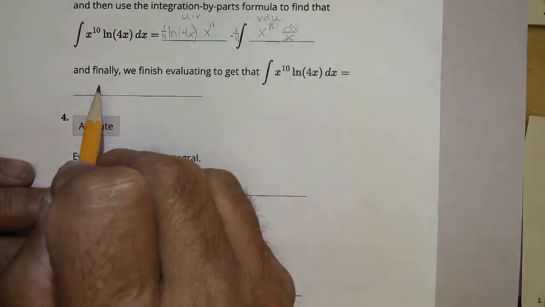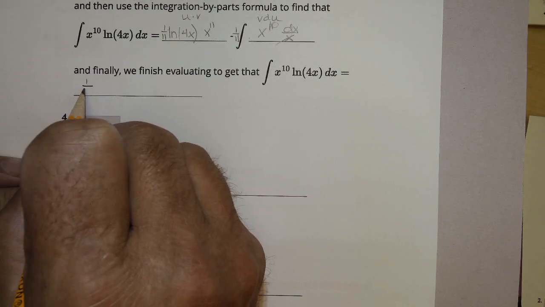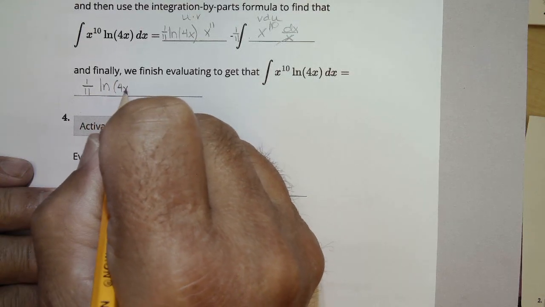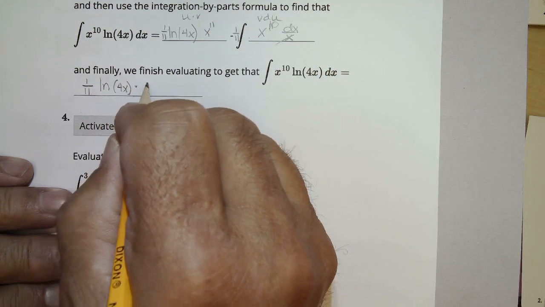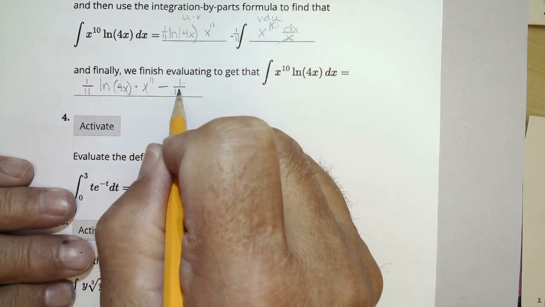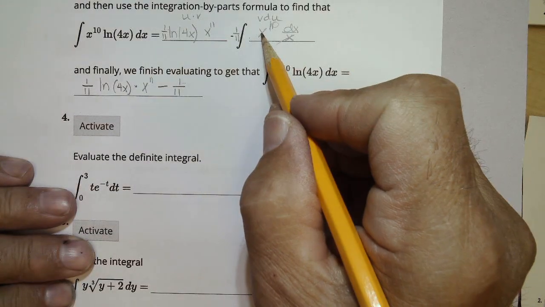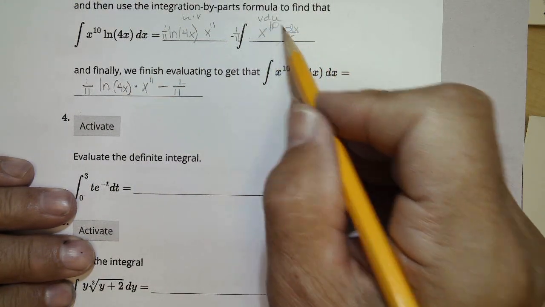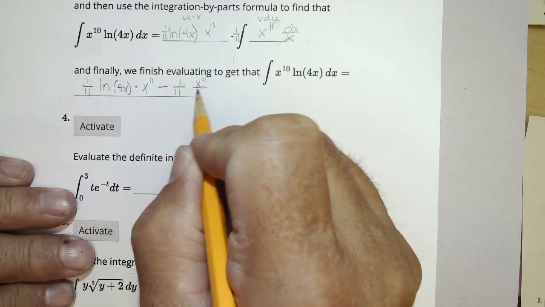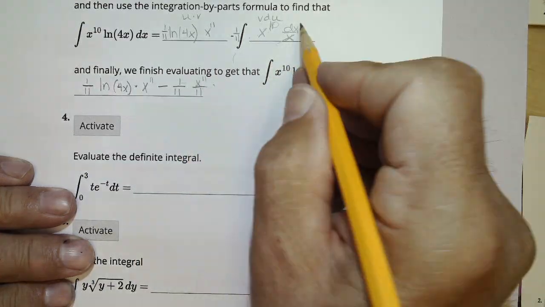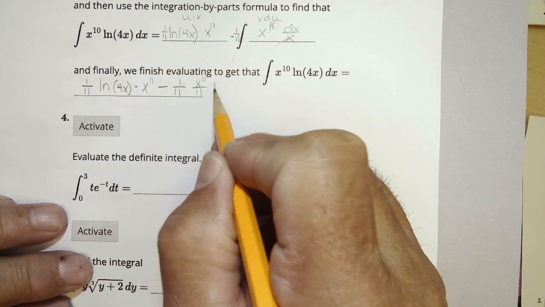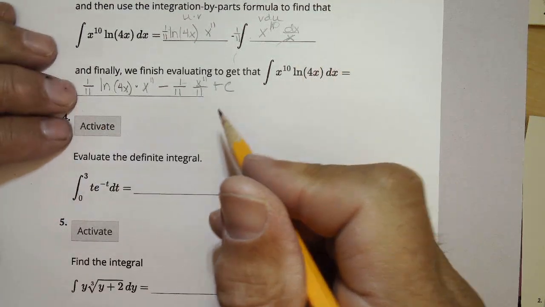And now we do the antiderivative, which is 1/11 ln 4x times x to the 11th power minus 1/11, and the antiderivative of x to the 10th, it was 11, but we canceled one, so made x to the 10th, is x to the 11th over 11. dx is taken care of, plus c. You could type it in this way, but let's clean it up a little bit.